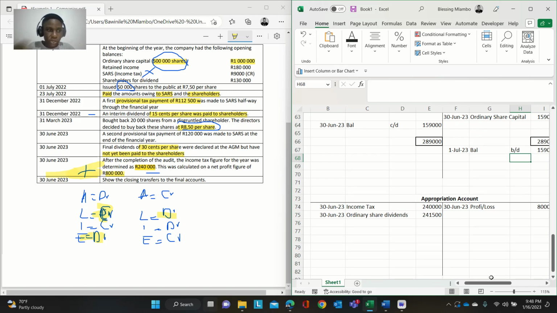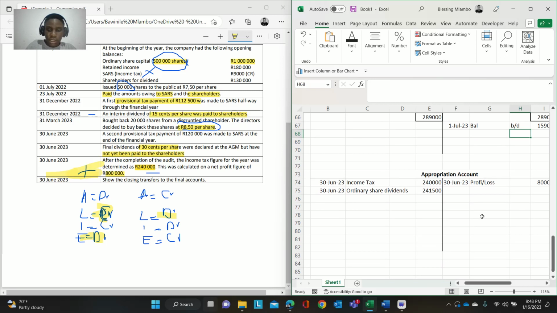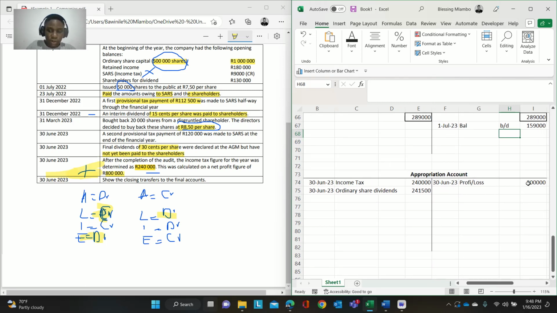Yes, and so now all we've been doing is processing closing entries, right? Closing transfers. So the income and expense accounts are closed off completely, and the income tax and dividends accounts are closed off to appropriation account. So the appropriation account is like a distribution account. We have profits for the year, and profits for the year are distributed between income tax and the ordinary share dividends. So we take profits for the year, subtract the income tax, subtract the dividends for the year, and the balance is taken to retained earnings.